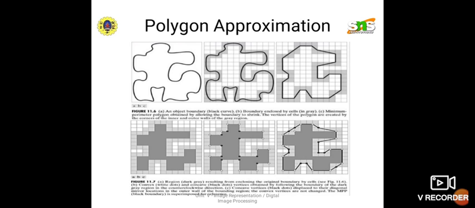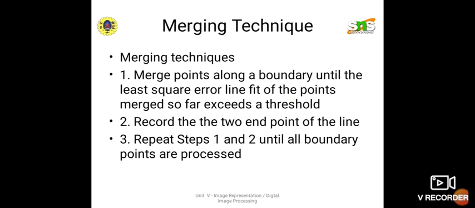So we use a polygon to shrink according to the shape of the border, so that the number of values used for representing an image is reduced. Okay, so there are different types of polygon approximation techniques. One is the merging technique, another one is splitting. So first, the merging technique: what it does is merge the points along a boundary until the least square error line fit of the points merged so far exceeds the threshold, and record the two end points of the line and repeat steps 1 and 2 until all boundary points are processed.